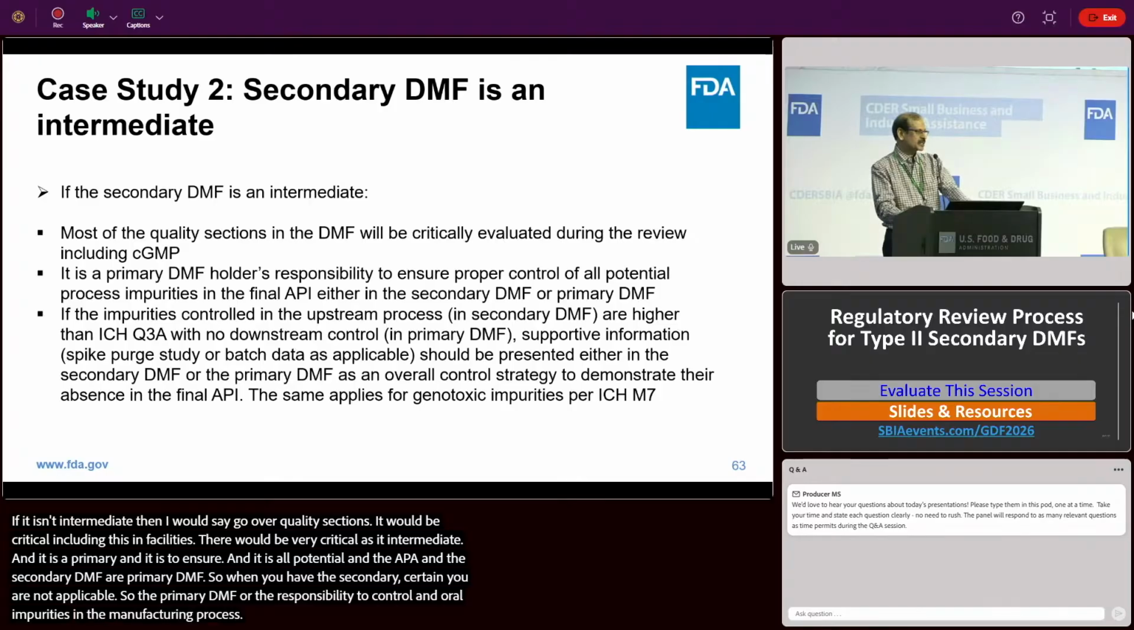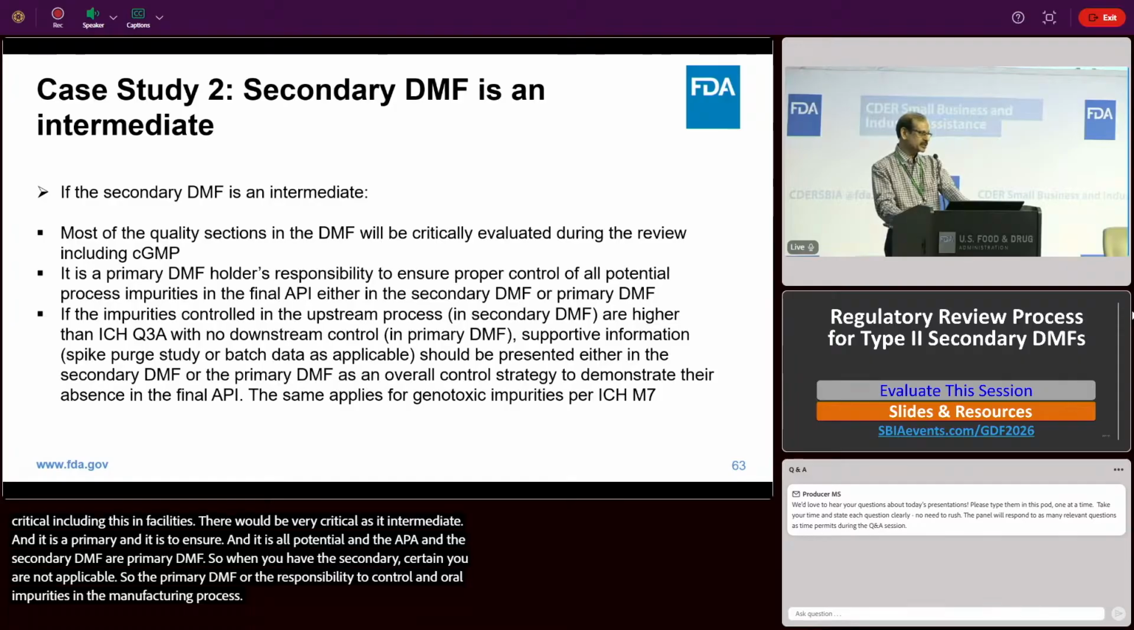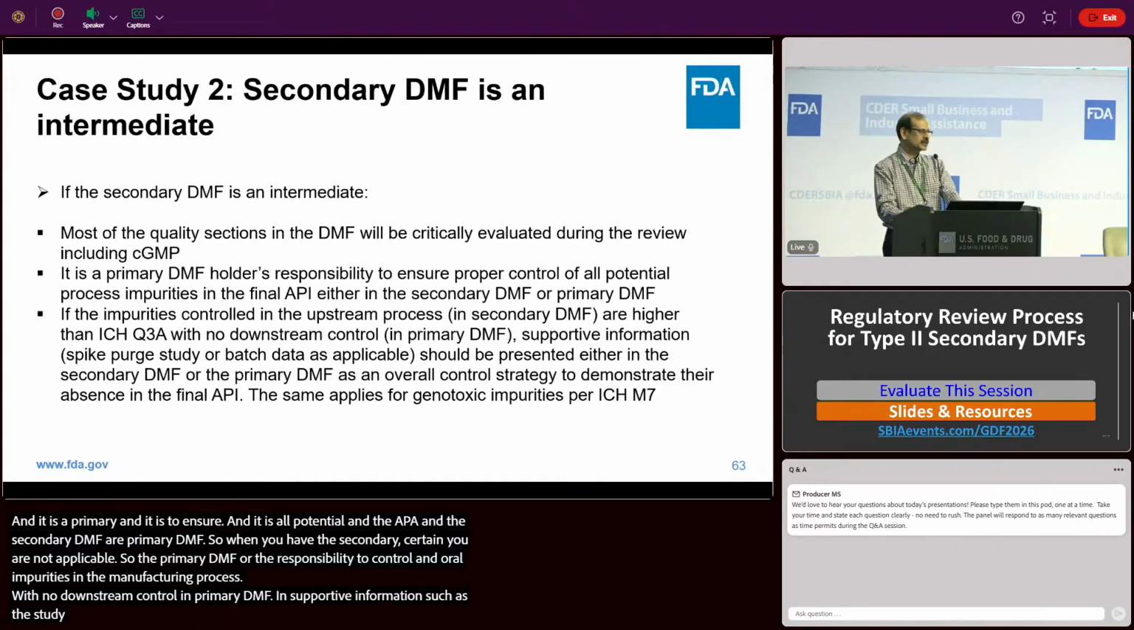If an impurity controlled in the upstream process in the secondary DMF is higher than the ICH Q3A limit, with no downstream control in the primary DMF, supportive information such as spike and purge studies and batch data, as applicable, should be presented either in the secondary DMF or in the primary DMF as an overall control strategy to demonstrate their absence in the final API. Again, the same applies to genotoxic impurities for ICH M7 as well.